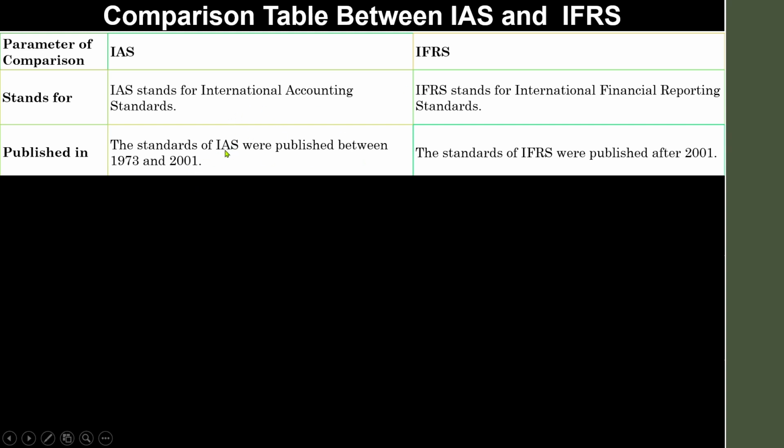Until 2001, the standards released were known as International Accounting Standards, and right now these IAS standards are also in operation. Certain amendments have been made in some of the standards. After the IAS that was published until 2001, it is now known as IFRS, and it started publishing from 2001. So if you go through the standards that are followed internationally, you will see two sets of standards, IAS and IFRS.